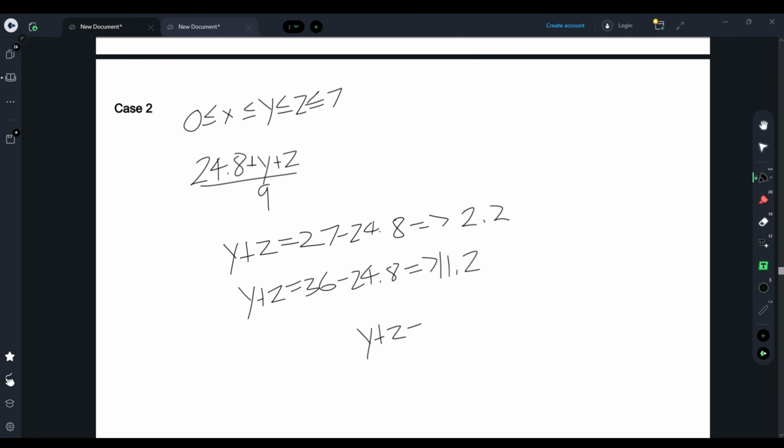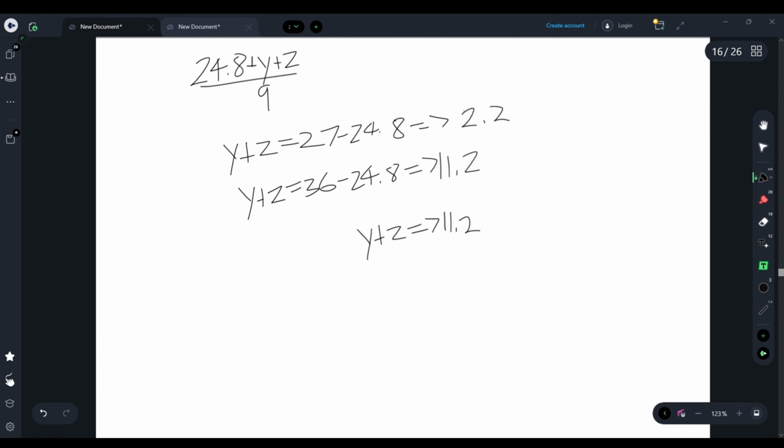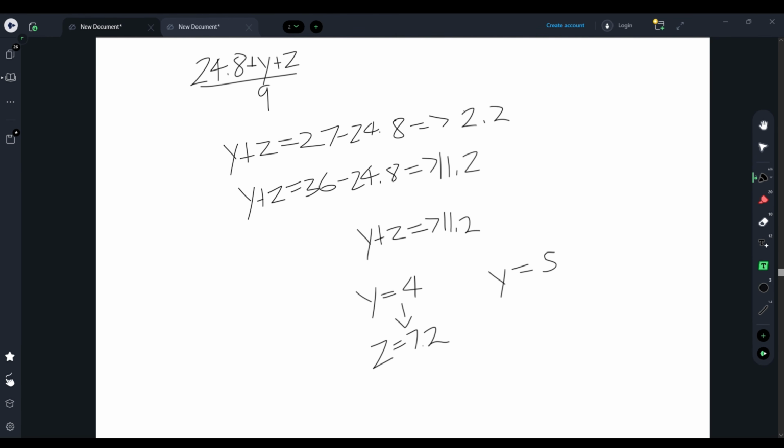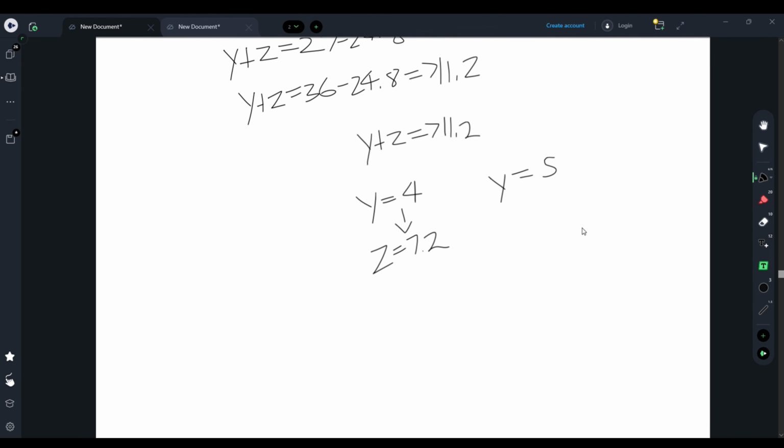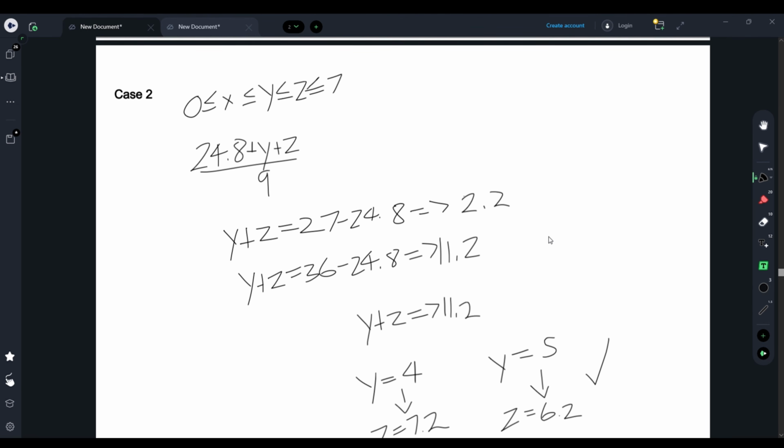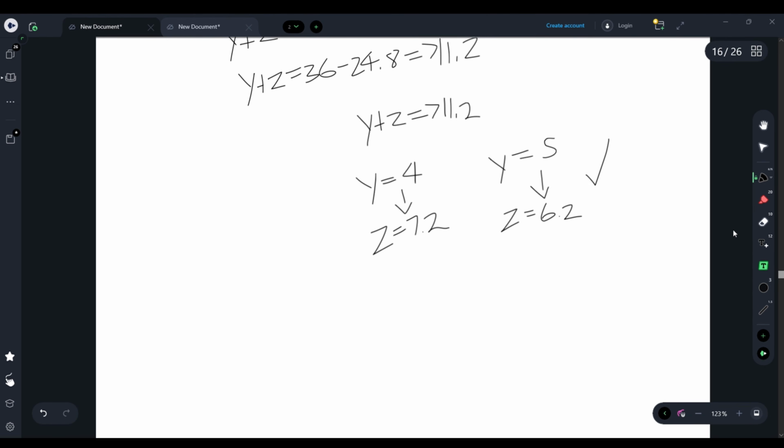So this gives us 11.2. So how this can work is that y can be 4 or y can be 5. If y is 4, then z is 7.2, which obviously is not less than 7. If y is 5, then z is 6.2, which works. And obviously, if y is 6, then it won't be the median.